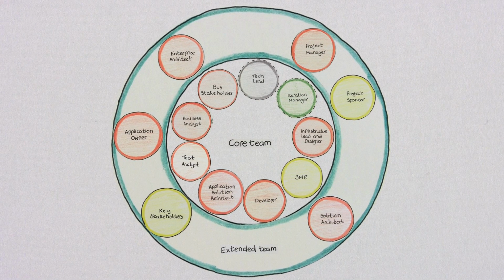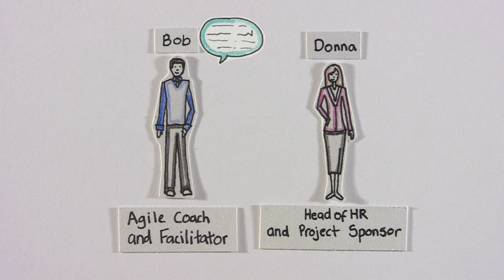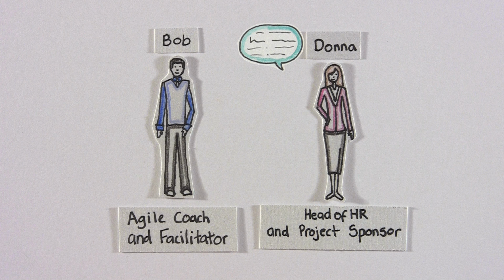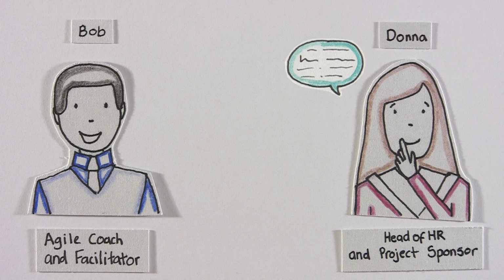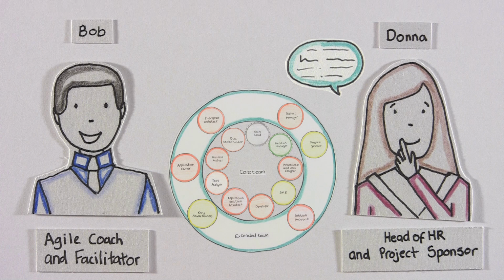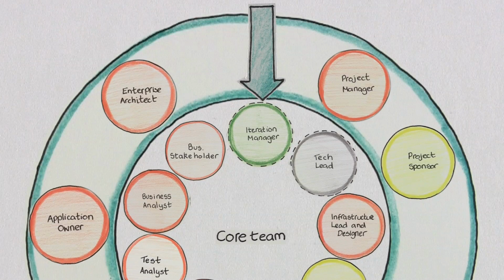Donna, the head of HR, is talking with Bob, the Agile coach, about the team they are gathering together to deliver the new employee performance review system. Donna will be the business sponsor for the project. "I know most of the roles of the team members, Bob, but this one puzzles me. Iteration manager. Can you please explain what they do, who they are, and why it's a virtual role?" "Sure, Donna. The iteration manager is also known as the IM and is the key role on an Agile project."